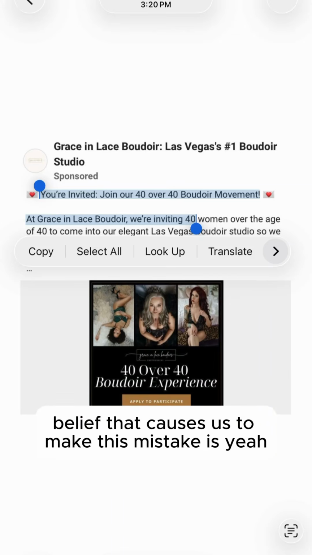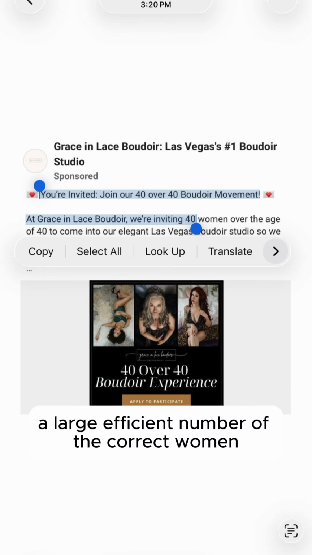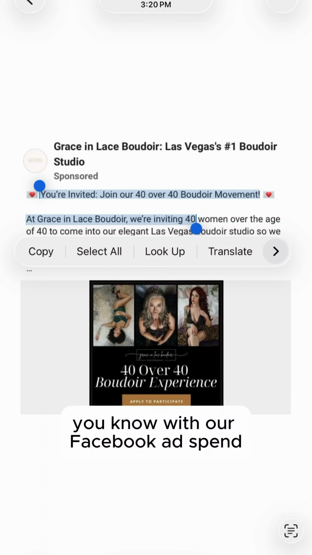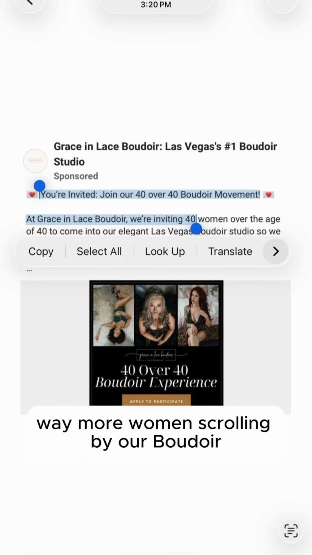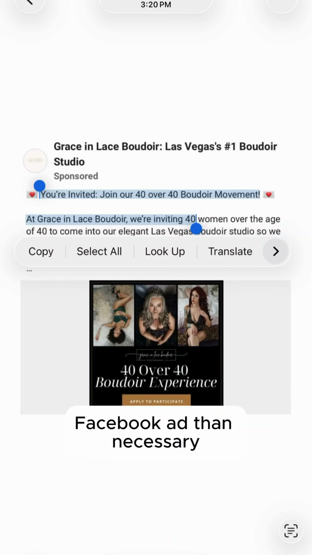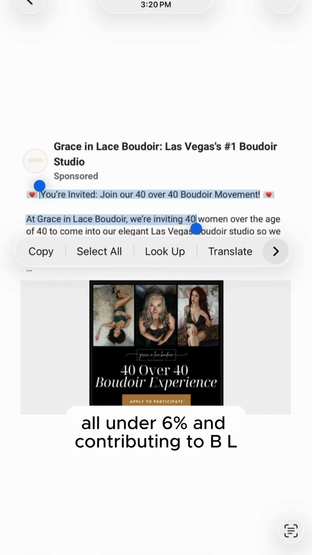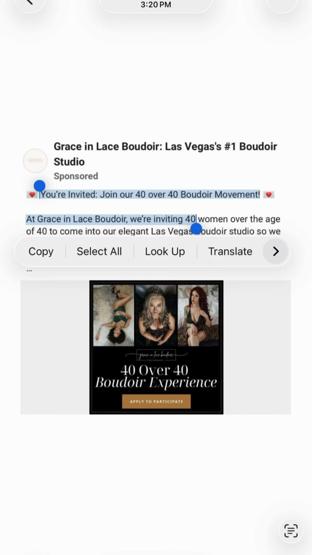So the false belief that caused us to make this mistake is we thought our headline was good enough to pull in a large, efficient number of the correct women with our Facebook ad spend. But now the way this is being done, we're going to have way more women scrolling by our Boudoir Facebook ad than necessary, pulling our unique CTRL under 6% and contributing to BLCS, aka Boudoir low click syndrome.